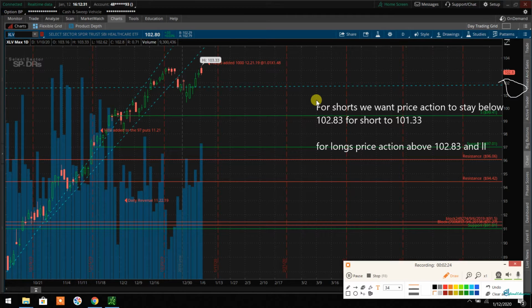And our long target, since we've got a $1.38 expected move this week, we'll say we're going to put 104.33 for a target. That's it for XLV. Let's move on to the next one.